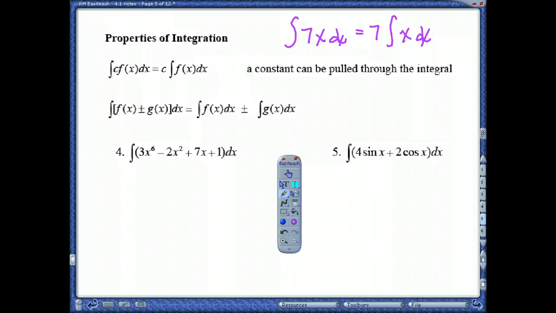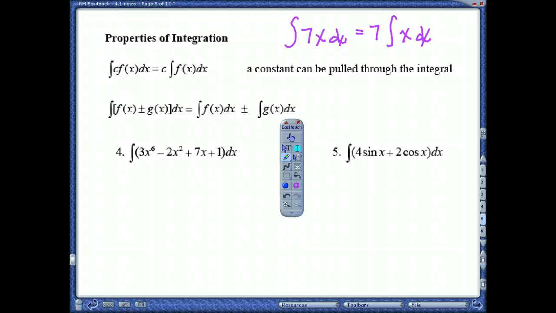Now, if you're taking the integral of things that are added or subtracted, you're going to take the integral of each part and add or subtract it together, whatever you had there. Well, that's kind of a no-brainer because you know you're not going to have just one term in your function. So let's look at what that's going to look like on number 4.